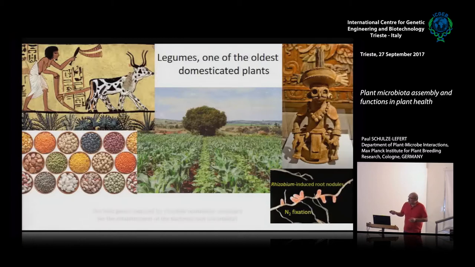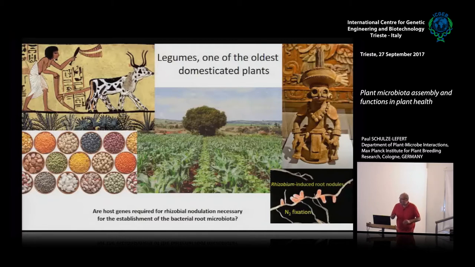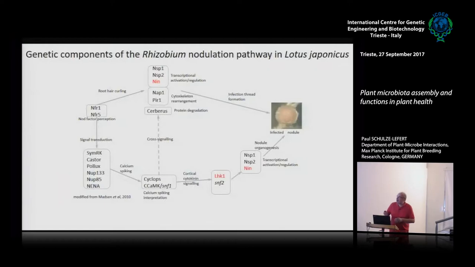Okay? Now, the question that we asked for our work: are host genes that are required for this very complex developmental process of nodulation also necessary for the establishment of the bacterial microbiota? And we teamed up with our colleagues from Denmark who have actually worked for more than two decades on a model legume called Lotus japonicus and its association with a symbiont called Mesorhizobium loti.